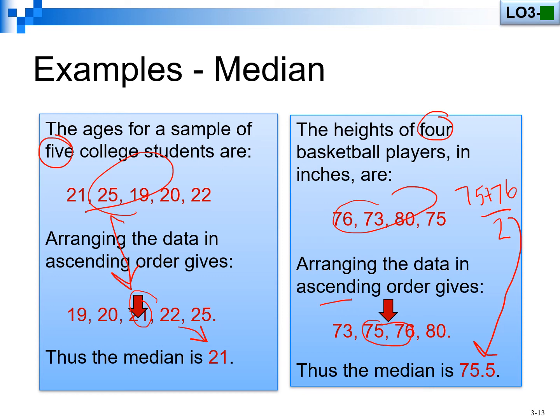And yes, sometimes the median could actually be a number that's not actually listed in the actual count, and that could happen. But this is a nice little simple illustration of how you get the median.